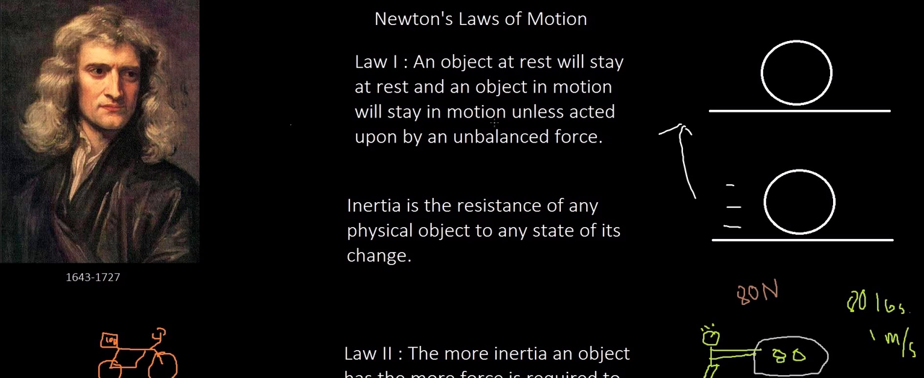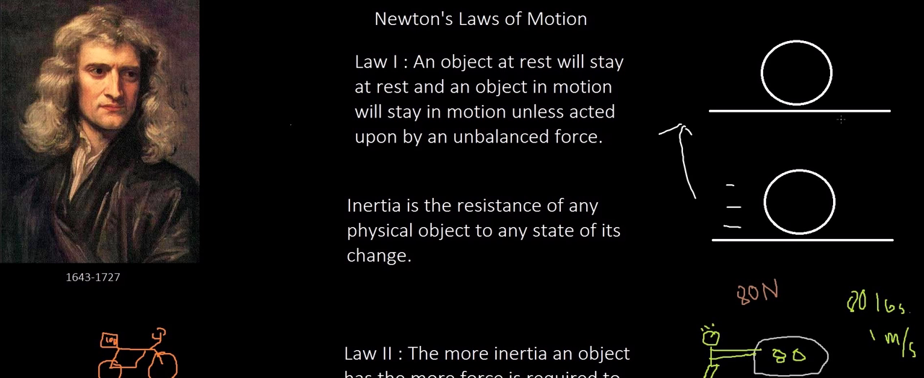An object at rest will stay at rest, and an object in motion will stay in motion unless acted upon by an unbalanced force. This means that an object at rest will stay at rest. It was pretty understandable because if you put some item down, it will always remain there unless you move it or do something else with it.